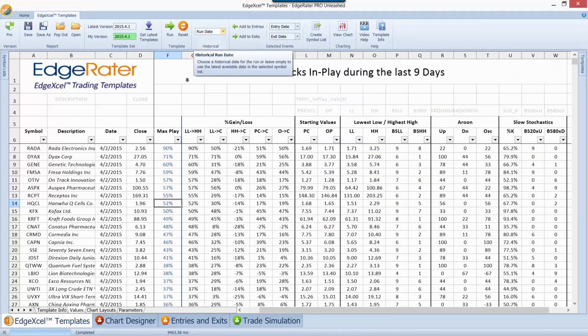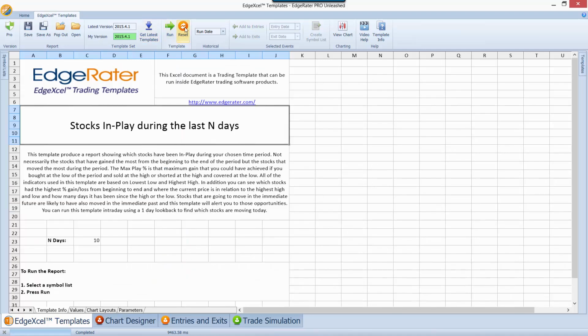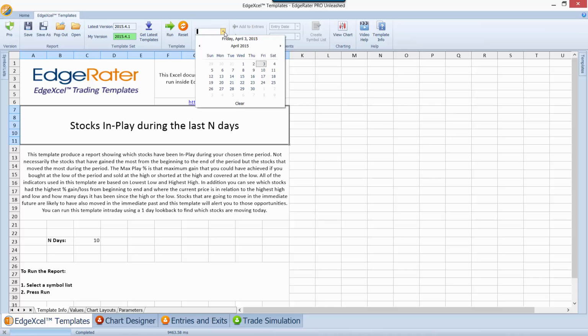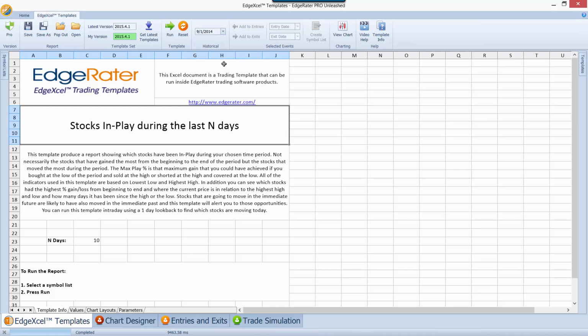So let's go back. We'll reset the template, which puts it back to before I ran it, and I'll choose to do a 2-week scan, which is 10 trading days, but I'm going to choose a date to run it on. I'll choose a date at random here. So, September 1st, 2014, for example. With most templates, you can actually set a historical date and say run this scan now, as if it was September the 1st, 2014.